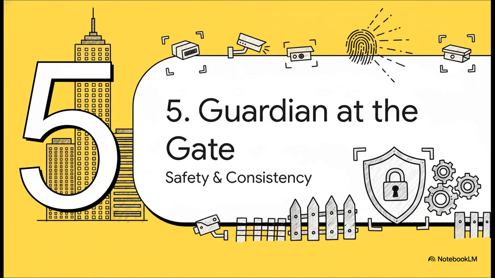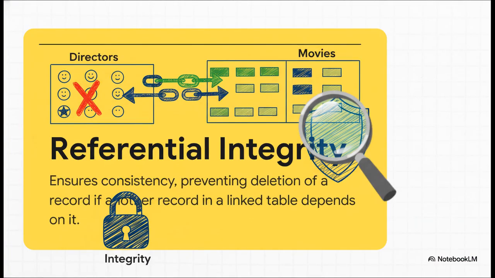But our job as the architect isn't quite done. Now we have to become the building manager. We need to install the security systems and safety protocols to protect our creation. One of the most important safety rules is something called referential integrity. All this means is that the database enforces rules to make sure the links between your tables never break. For example, it would stop you from deleting a director from your directors table if that director still has movies listed in the movies table. It just keeps things logical.